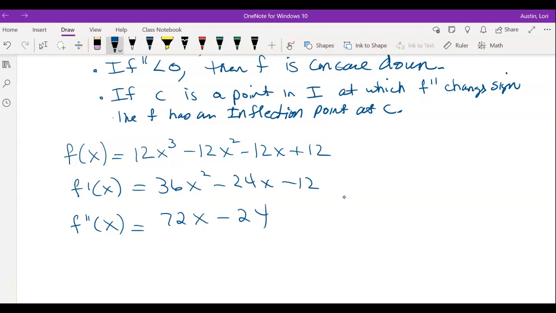So that means, all right, when does f double prime equal 0? So let's set 72x minus 24 equal to 0. Can you just make that a decimal for me, please? I mean, I guess we could leave it as a fraction. It would be 1/3. Positive 1/3? Maybe? Oh, cool. 1/3. Let's make it 1/3.